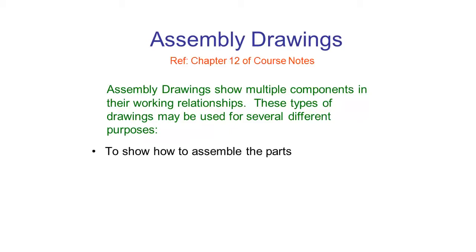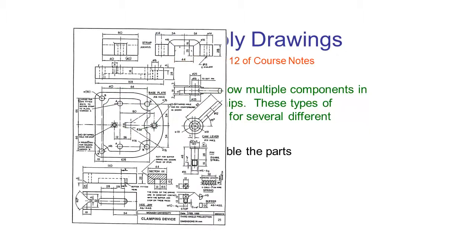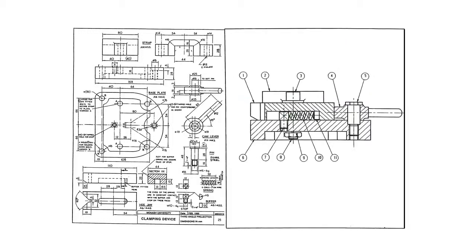So the first is to show how to assemble parts. We've got here a sheet of drawings, and we have 6 different drawings or parts represented on this drawing, which are representing a device called a clamping device. Now if I was to give you each of these parts, how would you know how to put them together? From this drawing, it's not possible to tell how they all go together. So what we would do is produce our drawing like this one here.